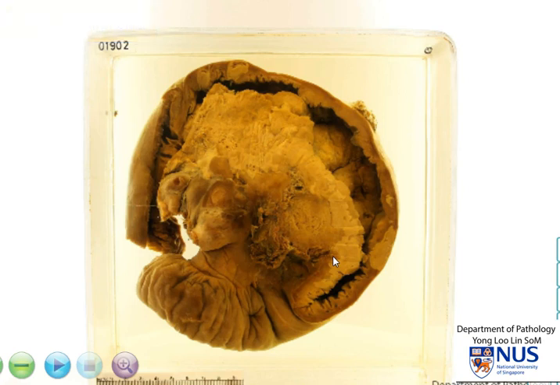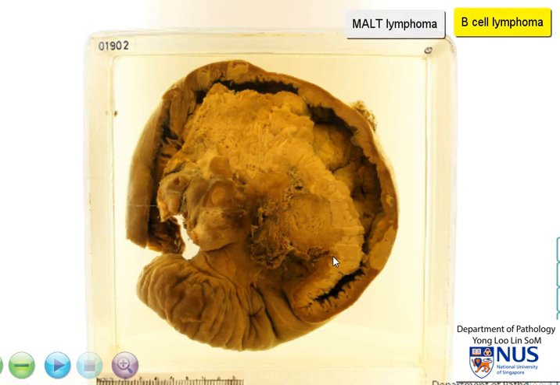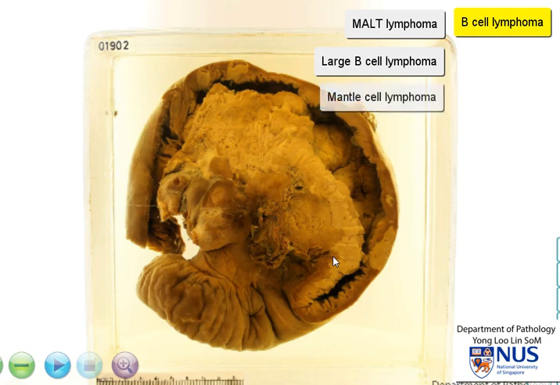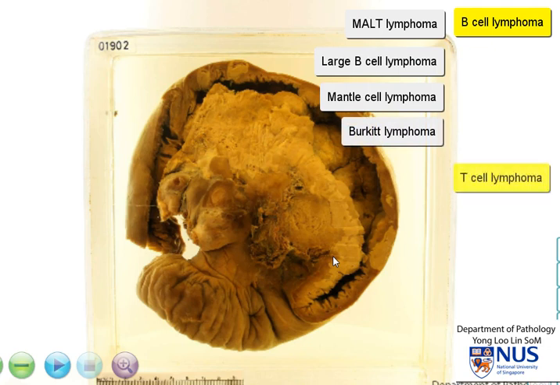Types of lymphomas that can affect the bowel include B-cell lymphomas such as MALT lymphoma, or mucosa-associated lymphoid tissue lymphoma, and large B-cell lymphoma. Those would be the commonest ones, and even other lymphomas such as mantle cell lymphoma and Burkitt lymphoma may also affect the gut. Now, T-cell lymphomas can also affect the bowel, and these are often aggressive.